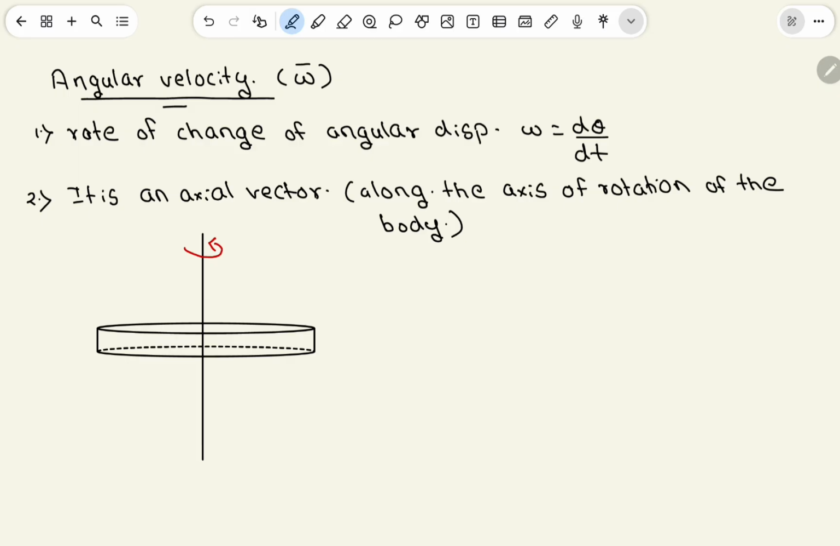In this case, if we are observing from the top, and if we see that the body is rotating in anti-clockwise direction, then the rule to plot omega is that if the body is rotating in anti-clockwise direction and we are observing from the top, then it is towards us. The omega bar vector is towards us.